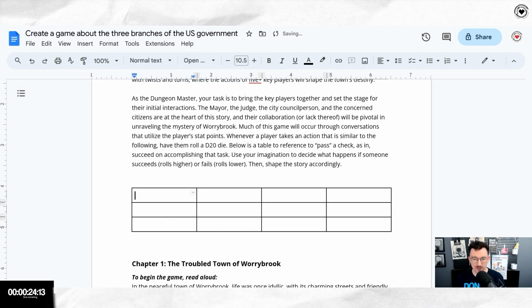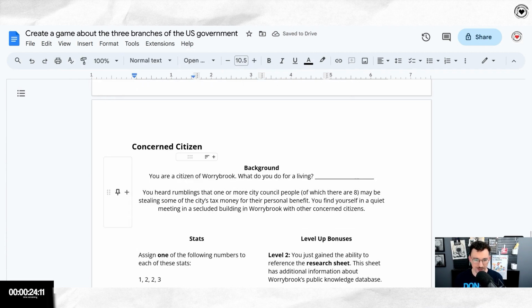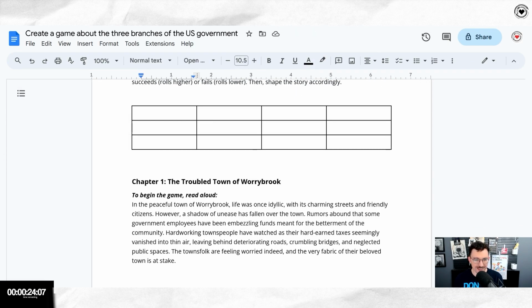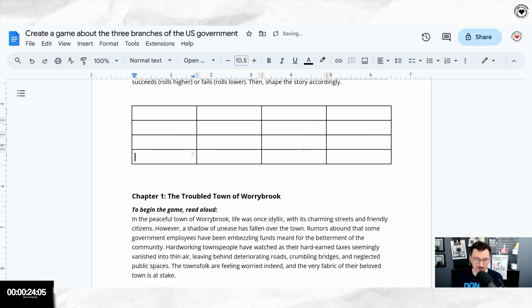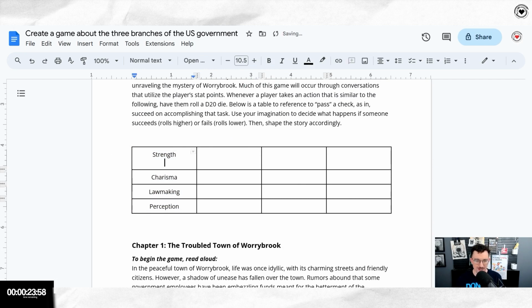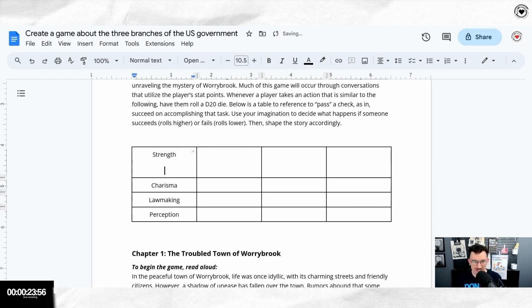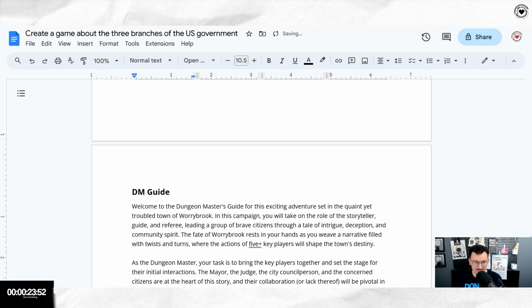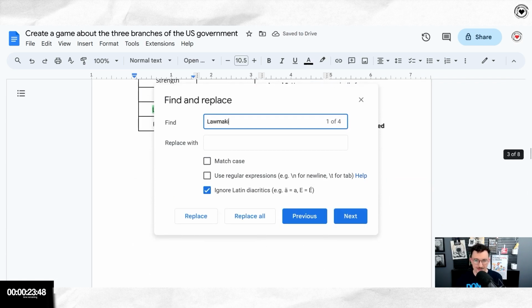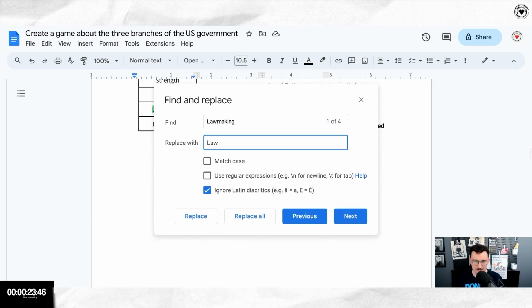There's no way, by the way, that this would not work. I don't think in most classrooms, but this is at least fun for me. If you got a certain group of kids, this would be incredible. Okay, so we have strength, charisma, lawmaking, and perception, which are their different abilities. I feel like lawmaking doesn't really make any sense because they wouldn't all make laws. So let's actually reference that really quick. Let's find lawmaking and replace it with just law and order.